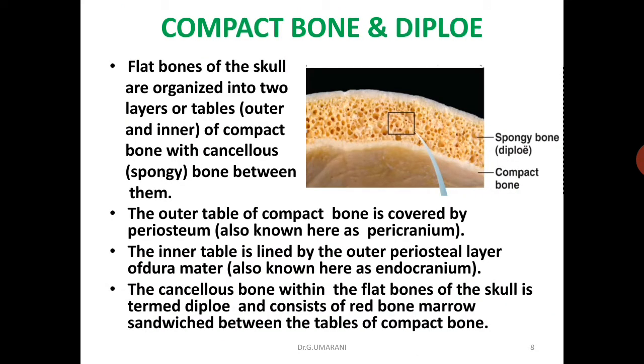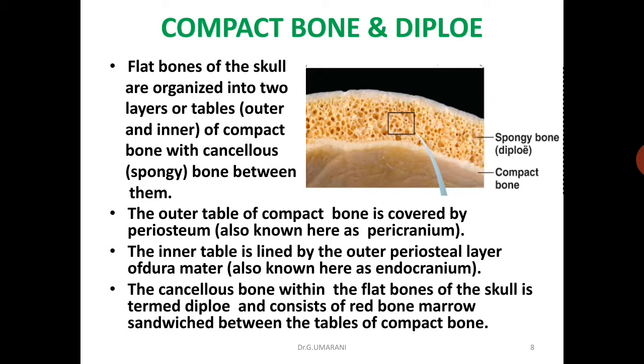So structure of skull bone: the flat bones of the skull are organized into 2 layers known as the 2 tables, the outer table and inner table, which are compact bone, and cancellous bone. The compact bone forms the outer and inner tables, whereas in the middle it is cancellous or spongy bone. This spongy or cancellous bone is known as the diploe.